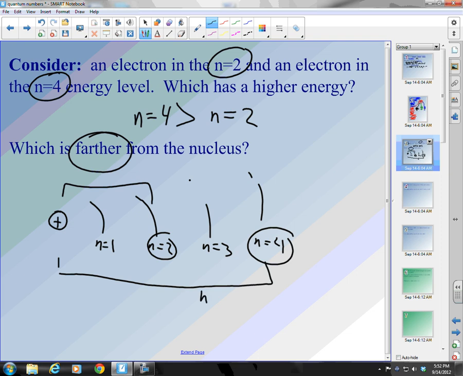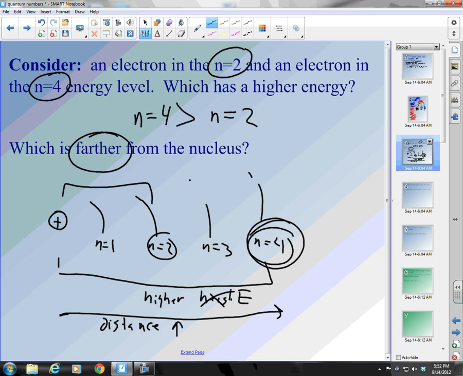This is the higher energy. And you'll notice as we increase our energy level, my distance from the nucleus increases. Good. So the electron at n equals 4 is farther from the nucleus than the electron at n equals 2. Great. Next.